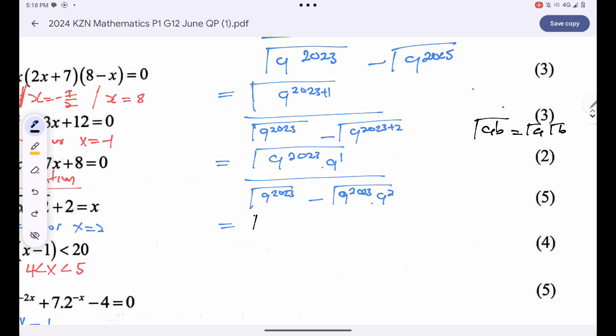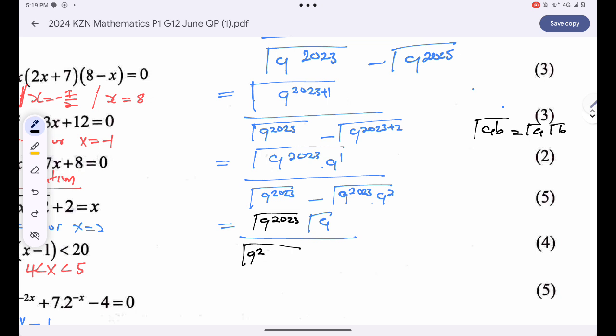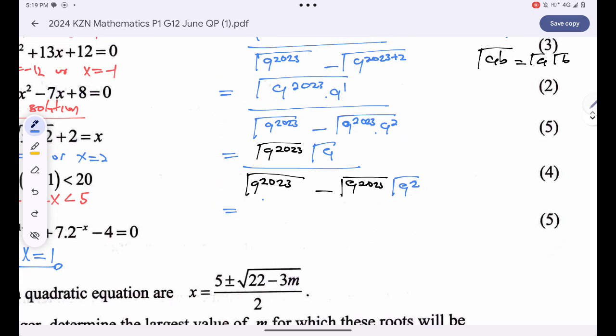I'll do the same thing. That's the square root of 9 to the power 2023 multiplied by the square root of 9, all over the square root of 9 to the power 2023 minus the square root of 9 to the power 2023 multiplied by the square root of 9 squared. And then all I can do here is take out a common factor. So 9 to the power 2023 multiplied by the square root of 9 is simply equal to 3.